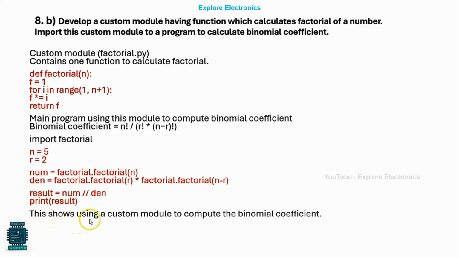After that, the result is printed. This program shows using a custom module to compute the binomial coefficient. For this example, the output will be 10. Why? Because 5 factorial, n factorial, divided by r factorial, which means 2 factorial, into n minus r factorial, 5 minus 2 factorial, 3 factorial. I will get 10. Clear?